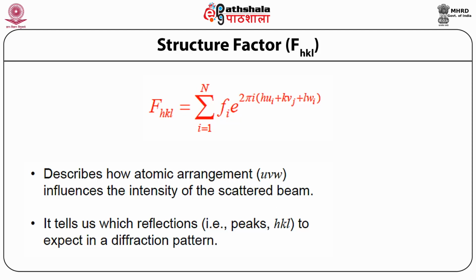So here is how the structure factor is defined in this slide. F HKL is equal to the sum over i from 1 to n of Fi e raised to the power 2 pi i (H ui plus K vi plus L wi). So here HKL are again the Miller indices corresponding to a given plane in reciprocal space. So these HKL are integers, and Fi here is an atomic form factor.